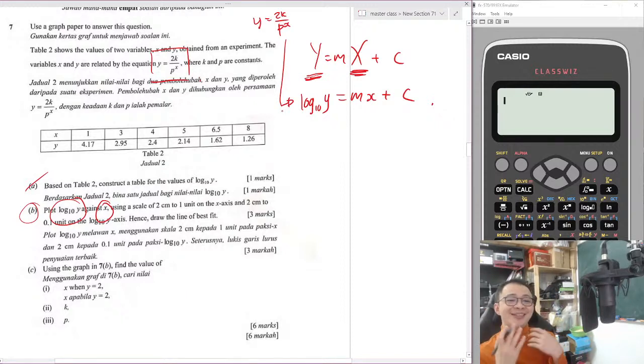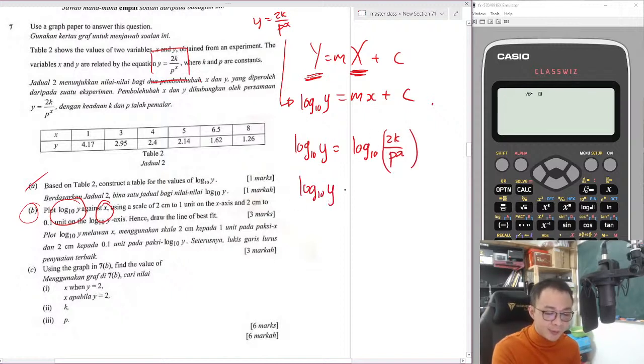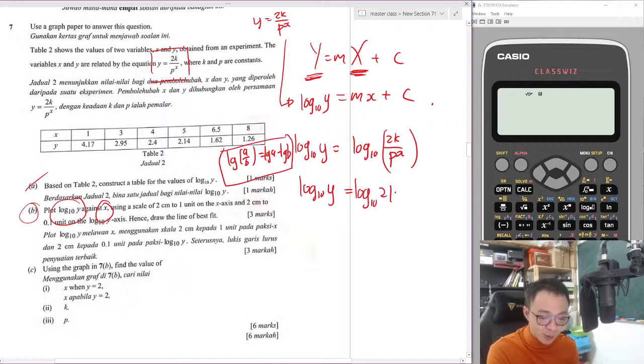So you can see there's a y here, right? You want to have log 10 y. So the first idea is you need to take log 10 on both sides. So I will have log 10 y equals log 10 of 2k over px. And the log rule tells you what? The log rule says a over b gives log a minus log b, right? This is the reason why I have log 10 2k minus log 10 px.